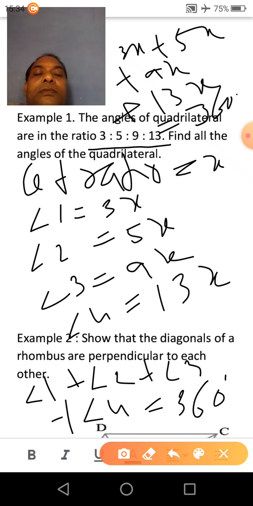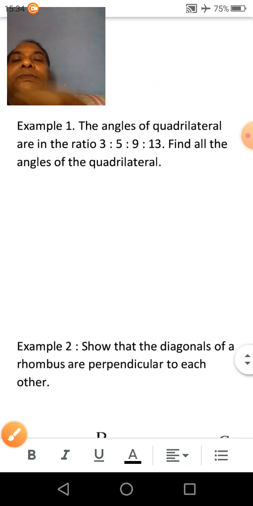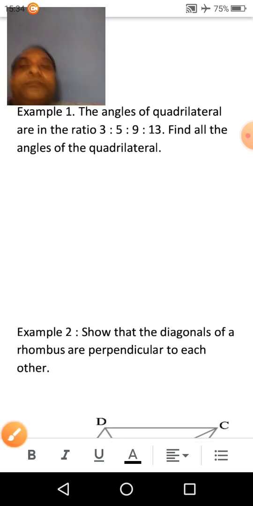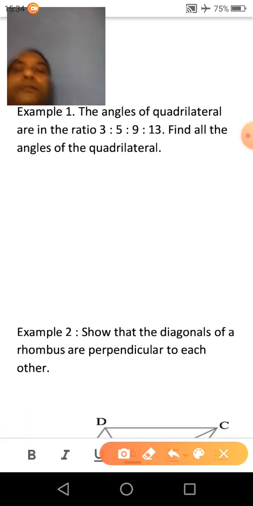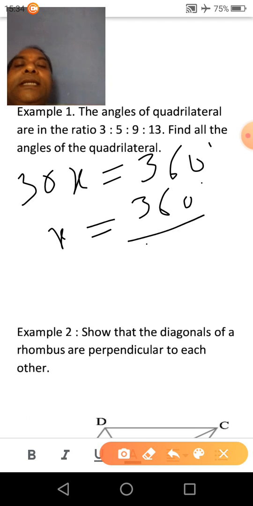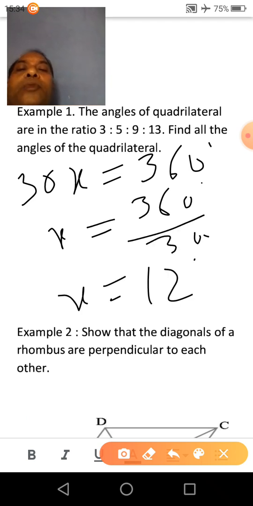30x is equal to 360 degrees. Then x will be equal to 360 degrees upon 30, which means 12. So x is equal to 12.